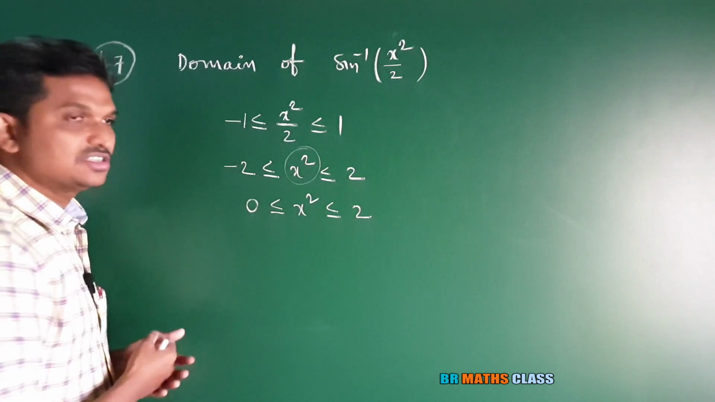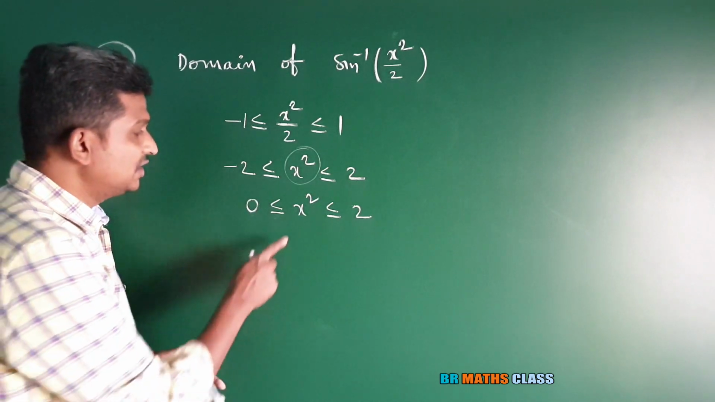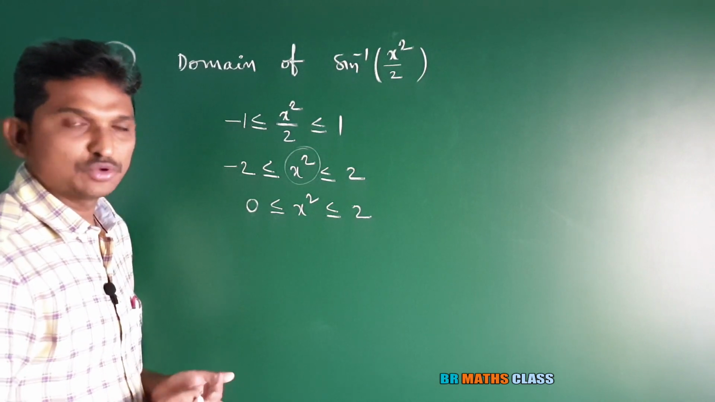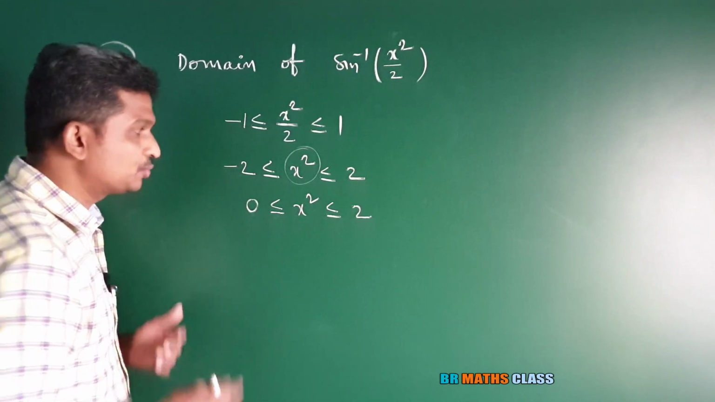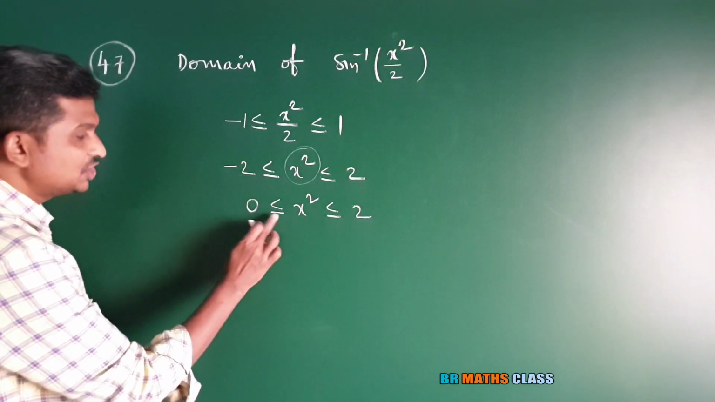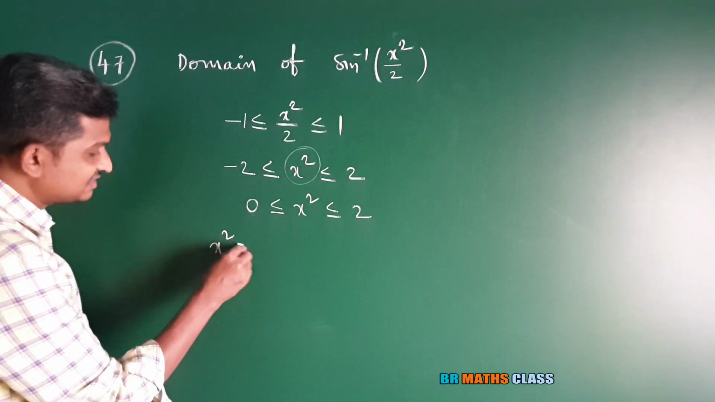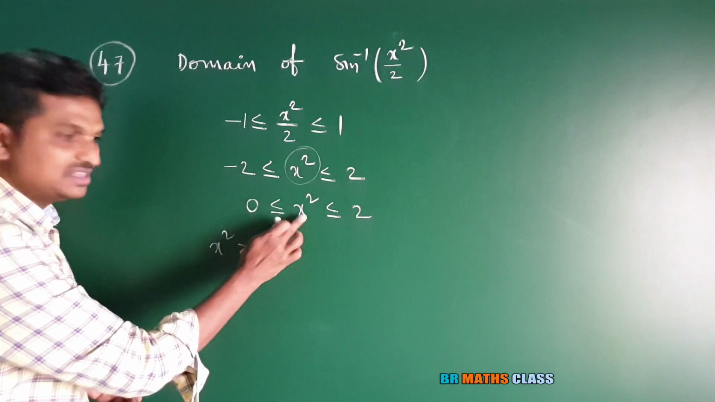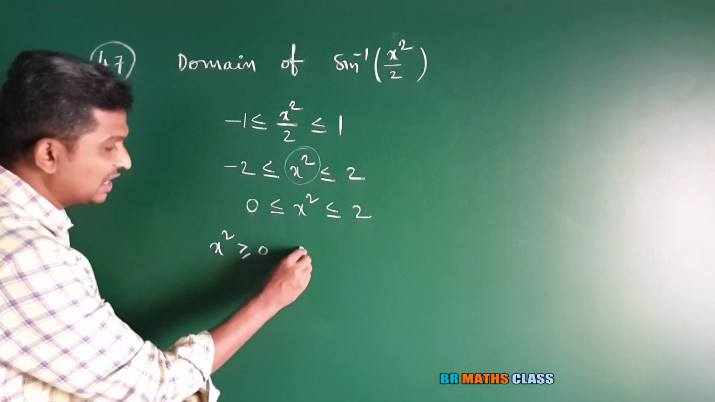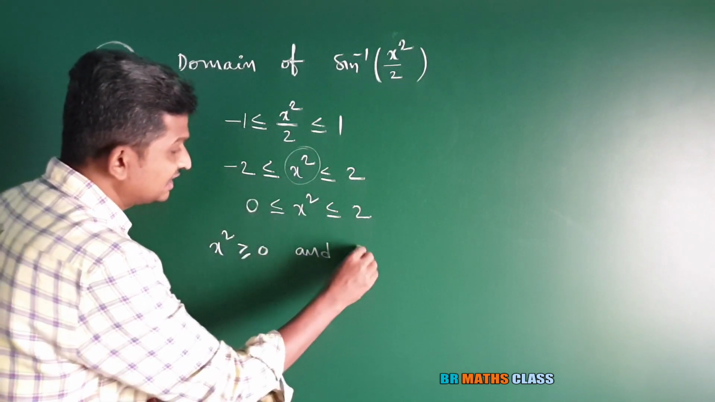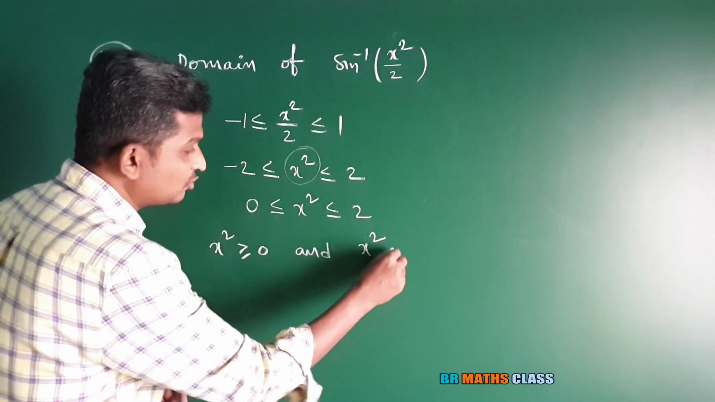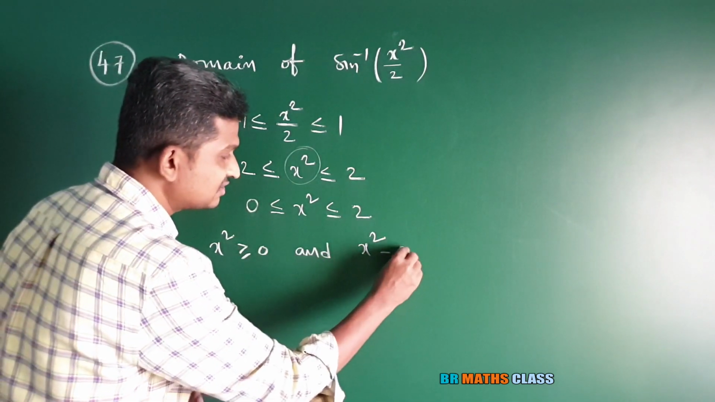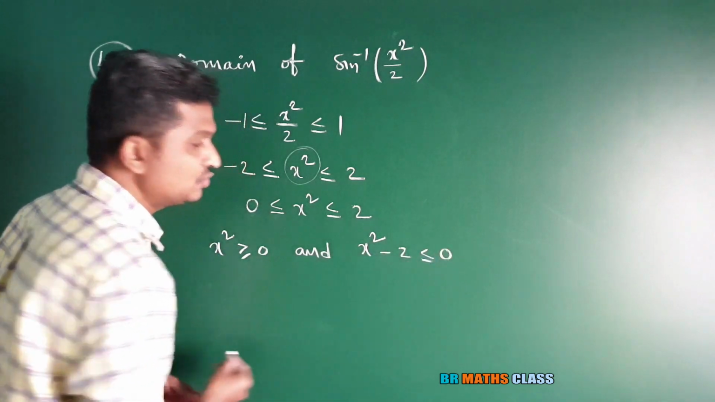Now I need to find the x values which satisfy this condition. If x is there here, then I can do this problem very easily with the help of the wavy curve method. But here x square is there, no problem, we can do it. See here, 0 less than or equal to x square means x square greater than or equal to 0. And what is the other one? X square less than or equal to 2. Take that 2 to this side. X square minus 2 less than or equal to 0.